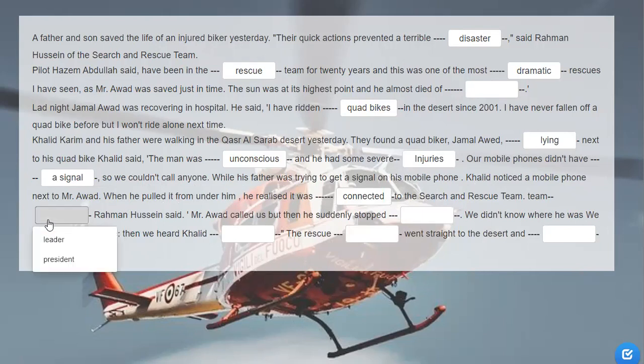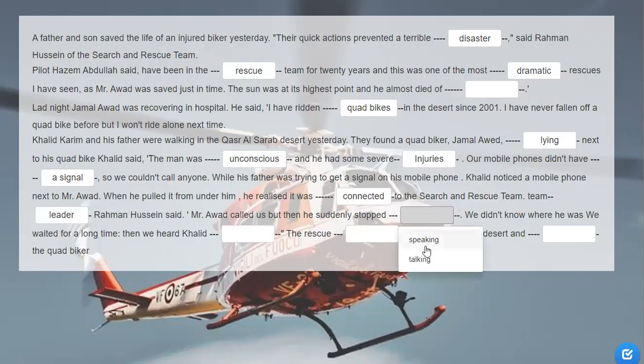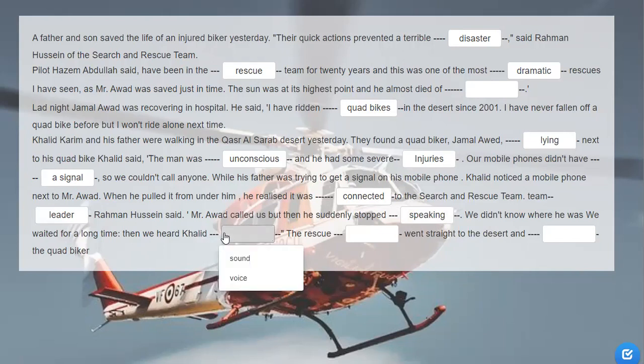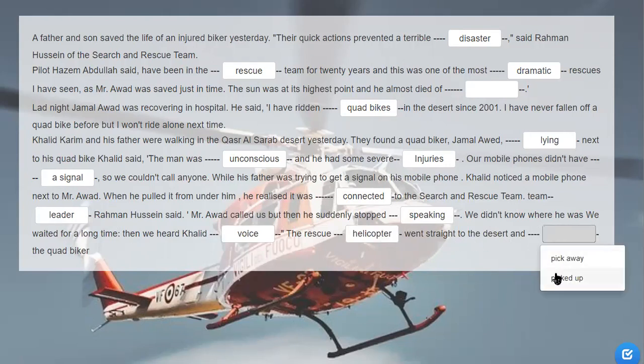Okay? Team leader, the head of the team, Rahman Hussein, said, Mr. Awad called us, but then he suddenly stopped speaking. We can say talking maybe, but according to the text, we are sticking to the words mentioned in the text. We didn't know where he was. We waited for a long time. Then we heard Khalid's voice. We'll check. The rescue helicopter went straight to the desert and picked up the boy.